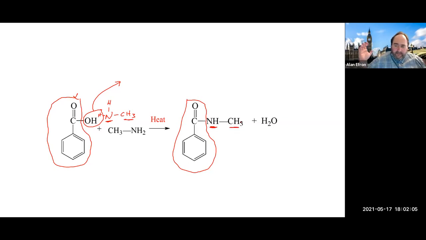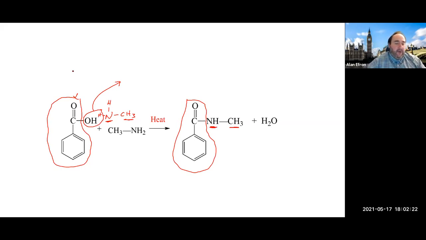Again, basically, like everything else in organic, there's just one spot where all the action occurs, and you squish it together. Nothing weird happens, like the thing opens up or anything like that. You just basically put it together. Any questions on that reaction?